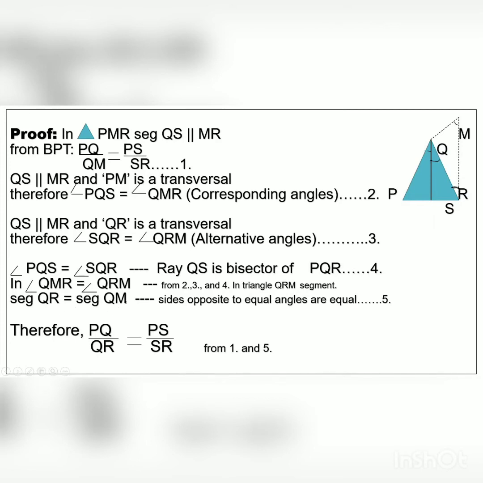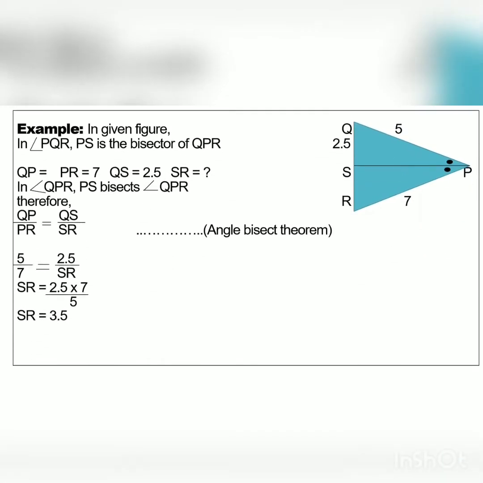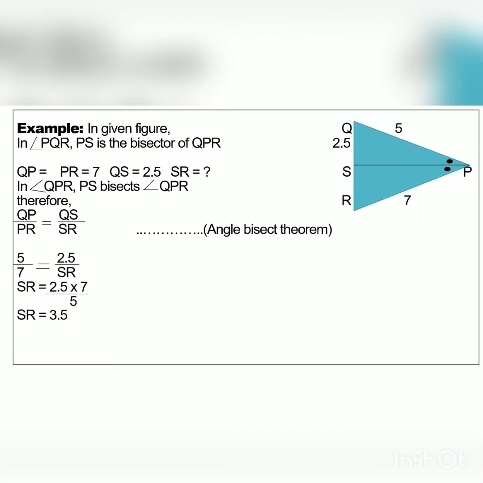Using this fifth equation, you have to substitute the value of QM in equation 1 as QR, because QM is equal to QR. So, I write the first equation again, PQ upon QM is equal to PS upon SR. Substitute the value of QM as QR. Then you get PQ upon QR is equal to PS upon SR from first and fifth. In this way, we proved our theorem. I think you can better understand.